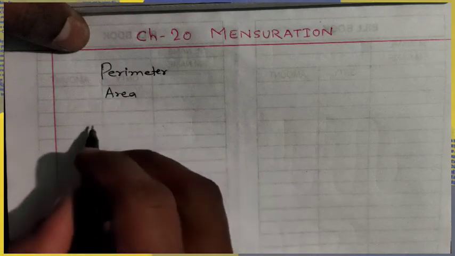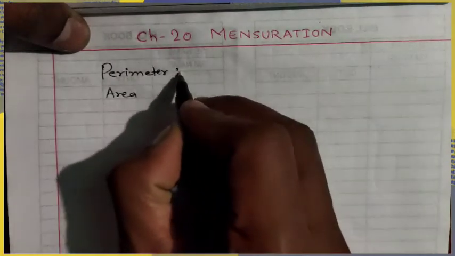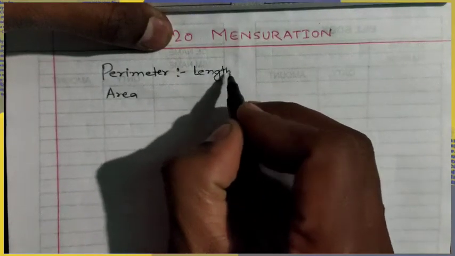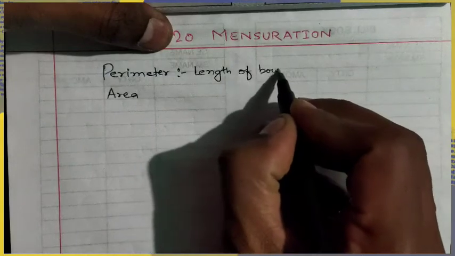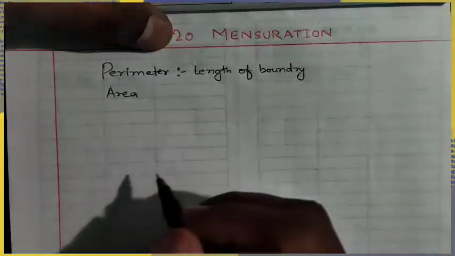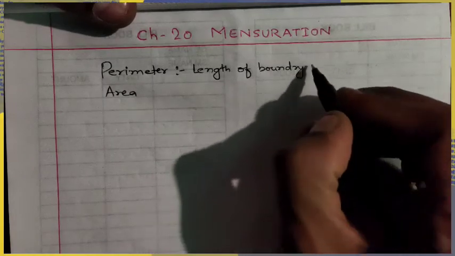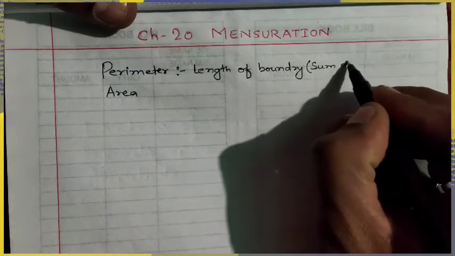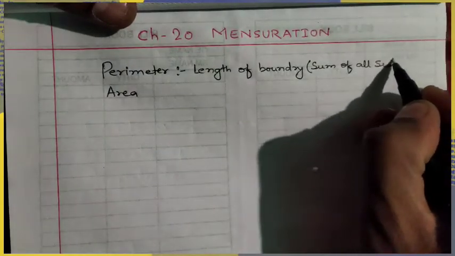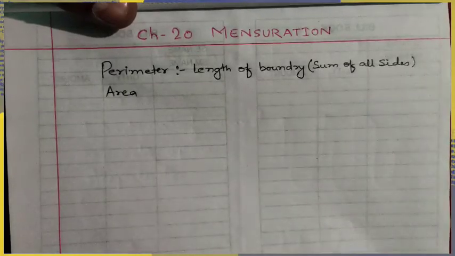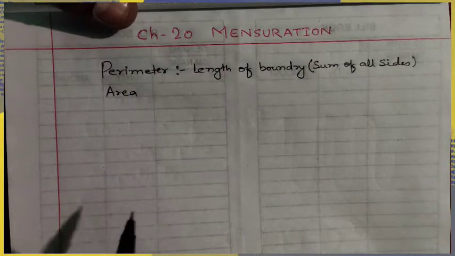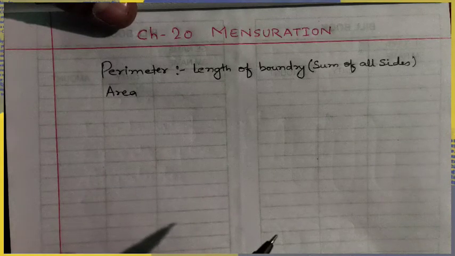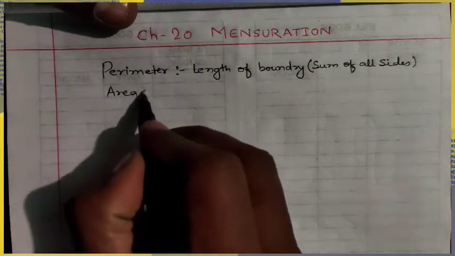Now first we will study the term perimeter. What does perimeter mean? Perimeter means, we can say, the length of the boundary. The short meaning: perimeter is the length of the boundary, or the sum of all sides. Whatever sides are given, if we add the values of all the sides, we will get the perimeter.